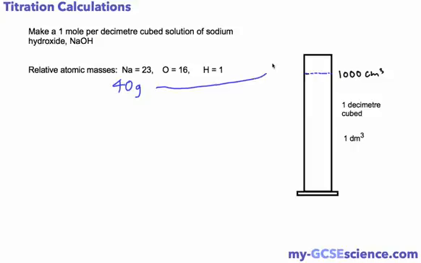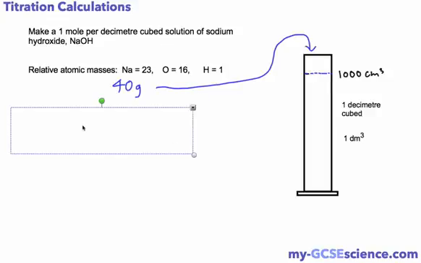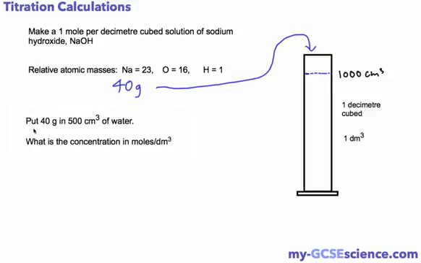Just chuck in that 40 grams, stir it in, dissolve it in, and we have made a 1 mole per decimeter cube solution of sodium hydroxide. The next one I want to look at here is put 40 grams in 500 centimeters cubed of water. What is the concentration in moles per decimeter cubed?